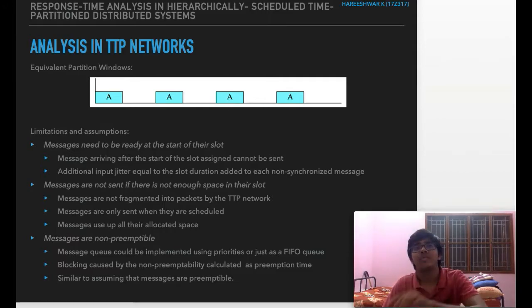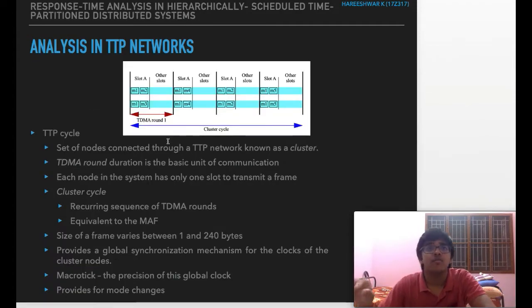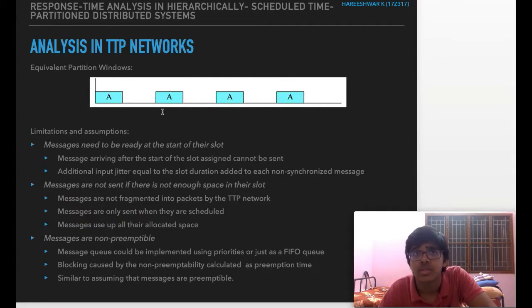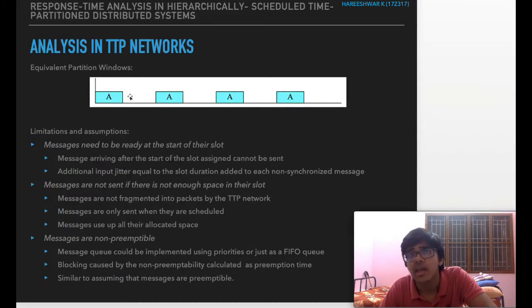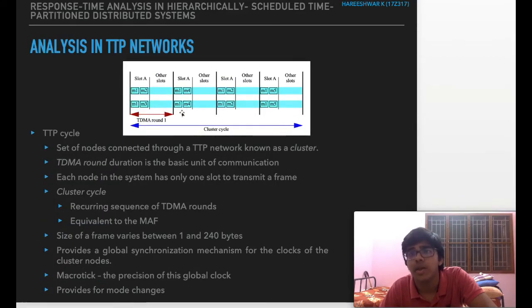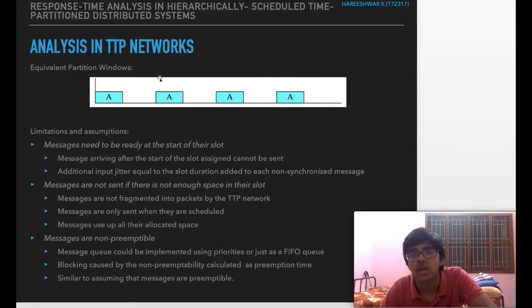And what we have here are the equivalent partition windows for the system. So the partitioned real-time distributed system comes into place, where for each single TDMA round we have a corresponding equivalent partition. Since only slot A is concerned, we have slot A for every single round, and every slot A corresponding to a round corresponds to a certain partition window in the distributed system.